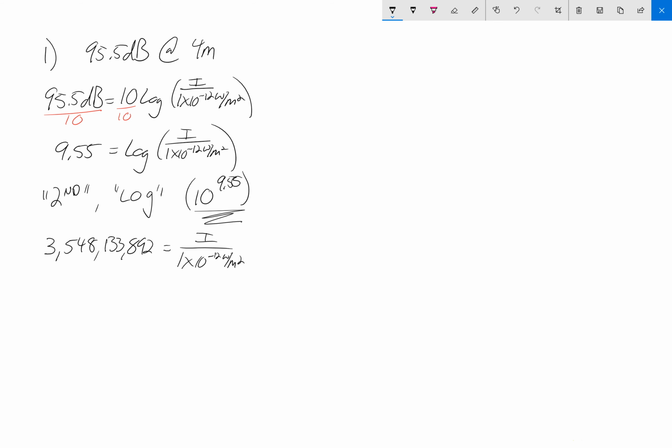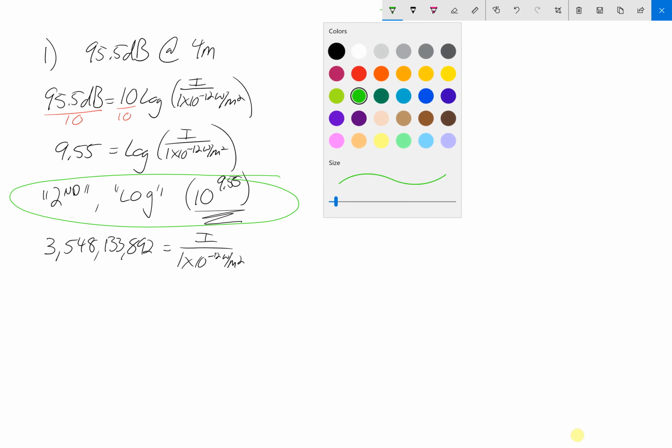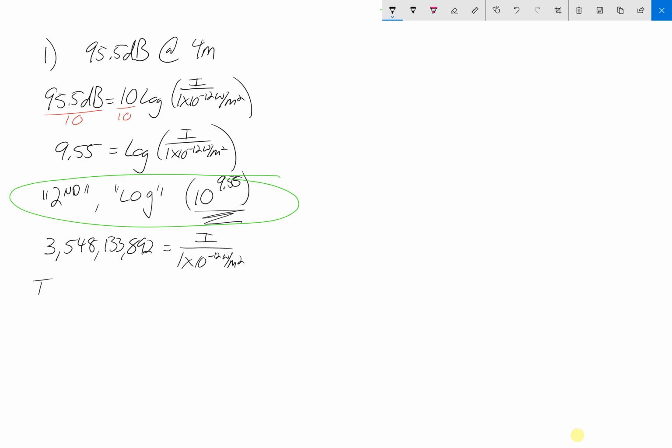From here, it's pretty straightforward, but I want to highlight this one more time. This is that step. To get rid of the log, you put both sides 10 to that power, 10 to the 9.55, and 10 to the log of I over I naught just becomes I over I naught. Solving for I. We get an intensity. It's not a lot, 0.00355 watts per meter squared. That's our intensity.